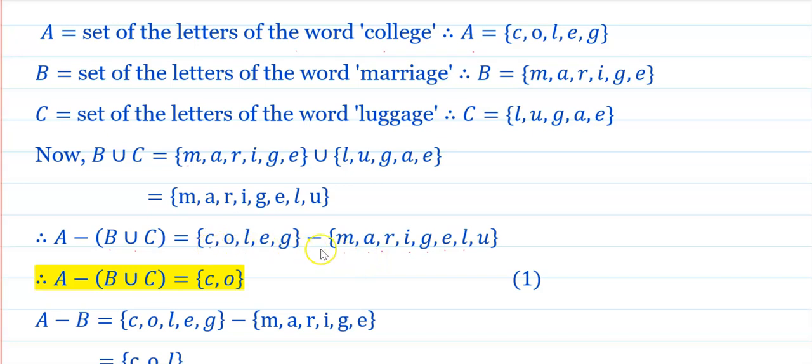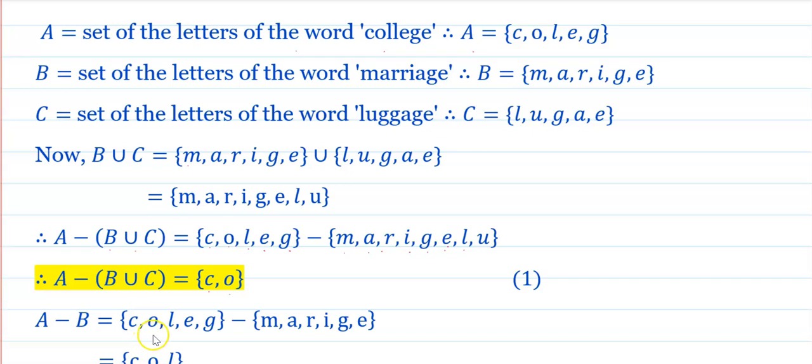Now, from these two sets, which are common elements? Is C common? No, C is not common there. Next, O. O is not common there. L, E, G are the common elements. Therefore, these three elements are subtracted, and you will get A - (B union C) = {C, O}.